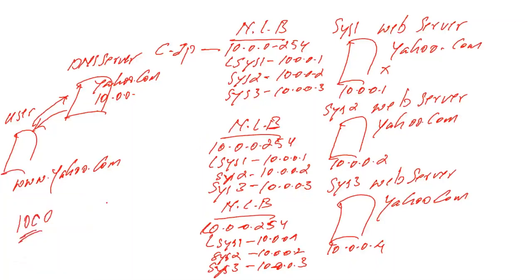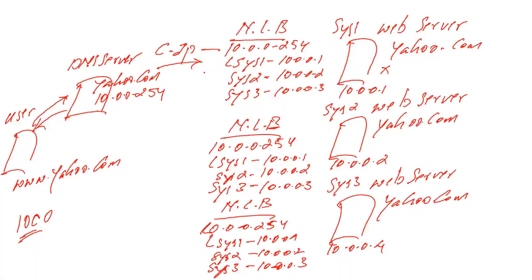If any host is down, this information will update to the other hosts here, okay? So now go to the DNS server. In the DNS server, we have to add the cluster IP, that is 10.0.0.254, okay? So next day, whenever the client is requesting to the DNS server, the DNS server will forward the request to my network load balancing.